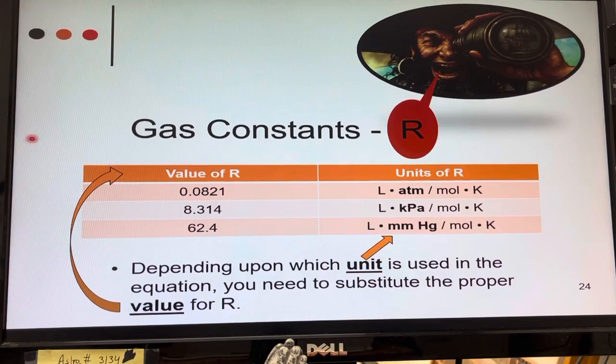And these are the gas constants, okay? R are the gas constants. So there are 3 different ones, and you must use the one that corresponds to the pressure. So if your pressure is in atmospheres, you have to use this first one, 0.0821. If your pressure is in kilopascals, you have to use this value for R. And if your pressure is in millimeters of mercury, you must use 62.4.